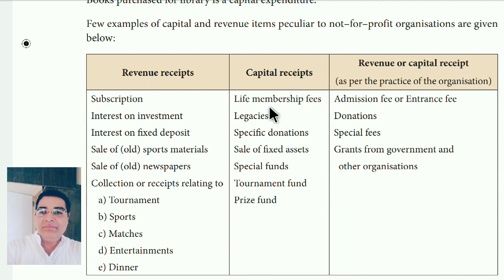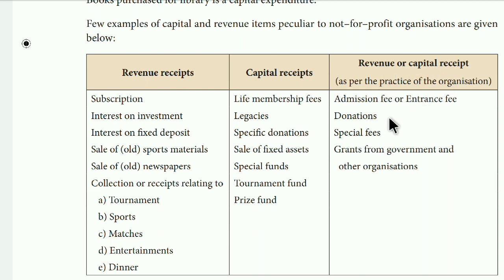And capital receipt, this will come under the fifth very short answer. They'll say write any four capital receipts or two capital receipts. So out of this you can write the starting four or five answers, any five. So life membership fees, legacies, specific donation, sale of fixed asset, special fund, tournament fund, prize fund, all will come under capital receipt. This is your fifth very short answer.